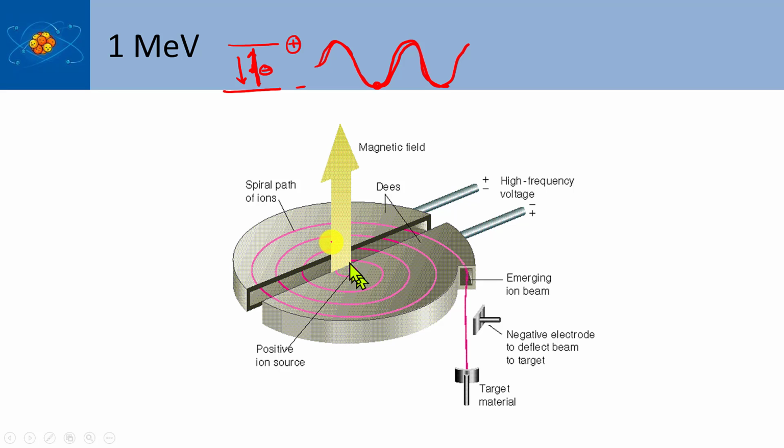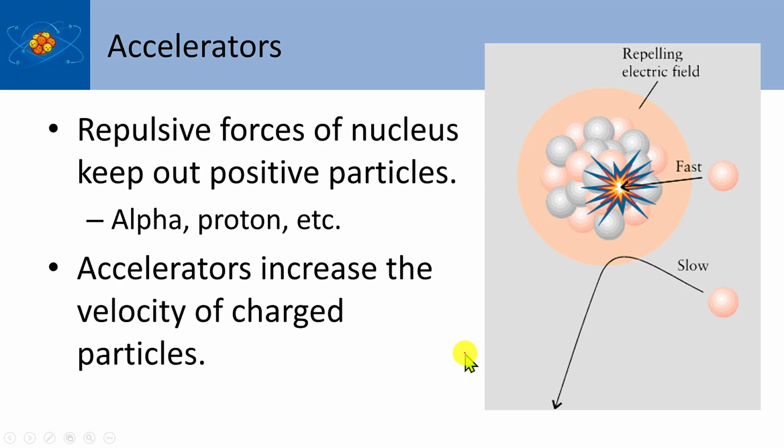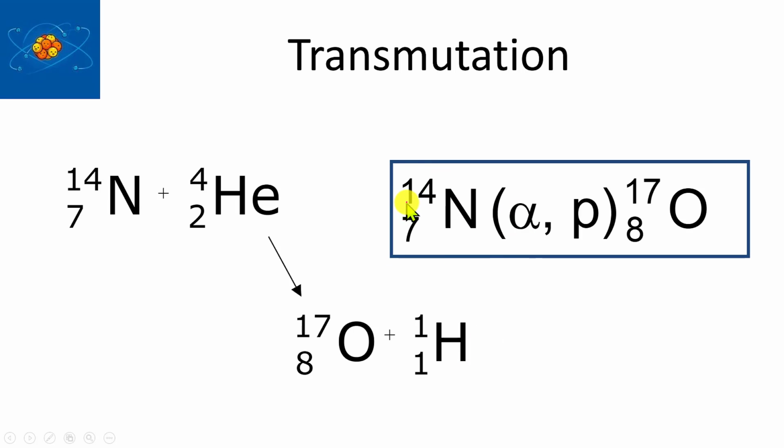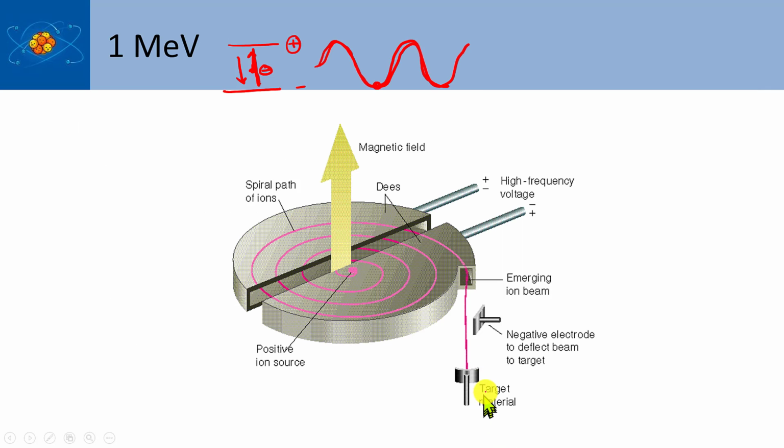And so as the particle is accelerated back and forth, instead of just going back and forth, it begins to cycle out and go wider and wider and wider, until eventually, when it's going fast enough, it leaves the D, and can be used to strike a target. So in our notation that we showed over here, this would be the nitrogen gas on the target, or the element nitrogen in a sample.